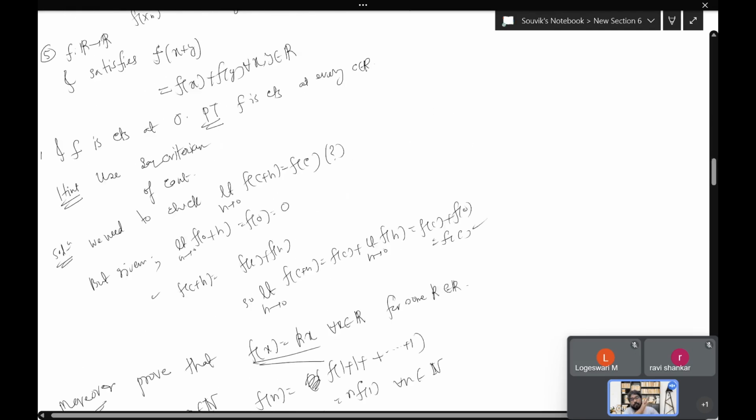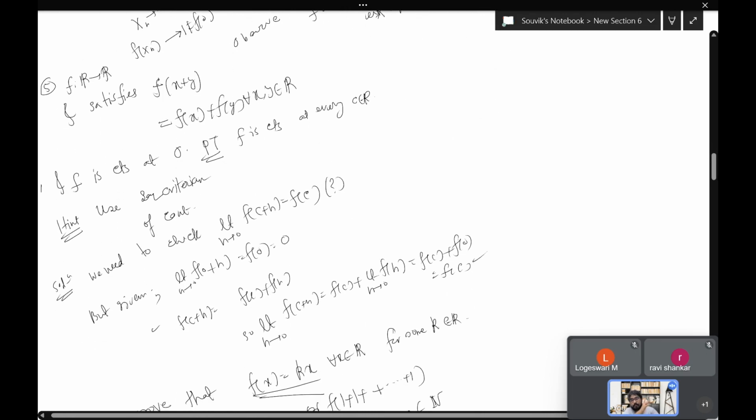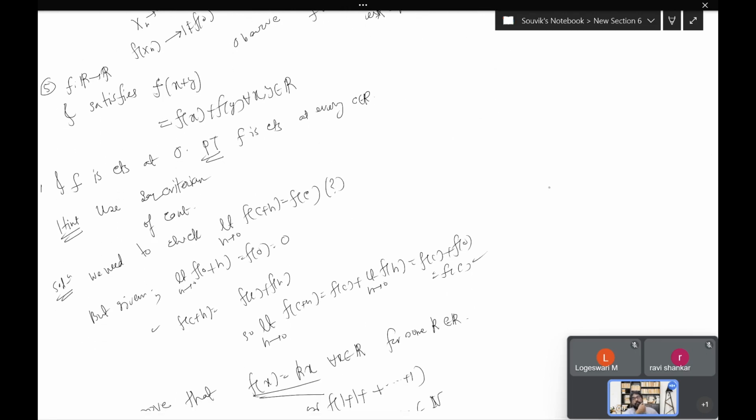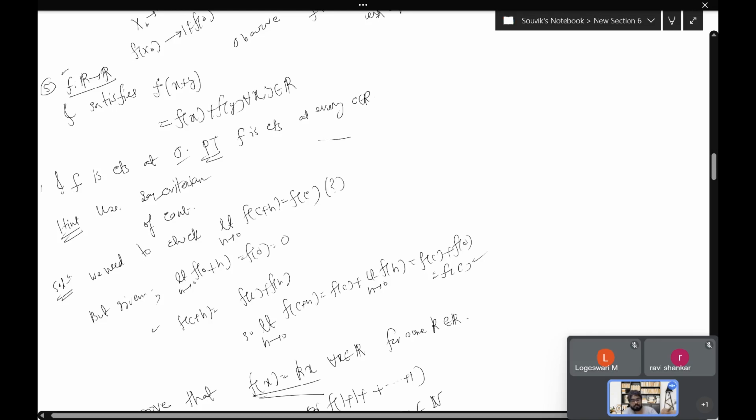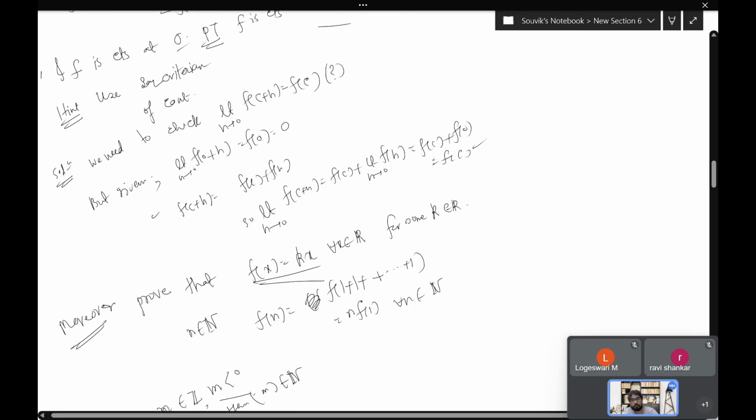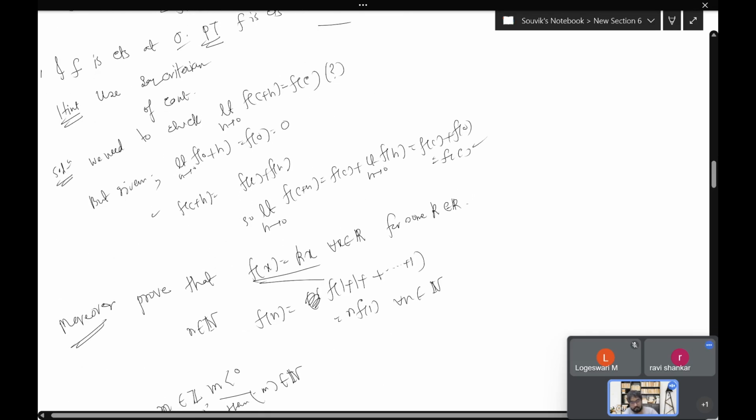Okay, so right now we are discussing this problem. This problem says that suppose a function f from R to R satisfies f of x plus y equals f of x plus f of y. So it satisfies the additivity condition, and it is given that f is continuous at zero. We need to check whether f is continuous at every c belonging to R. Ravi, since you joined late, please go through the solution. I hope you know about this.